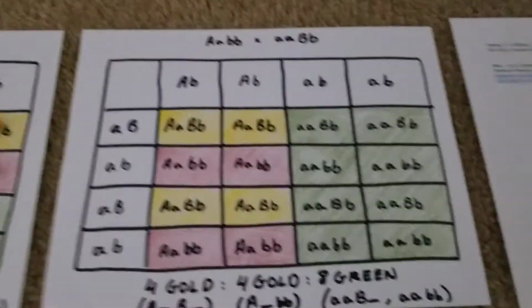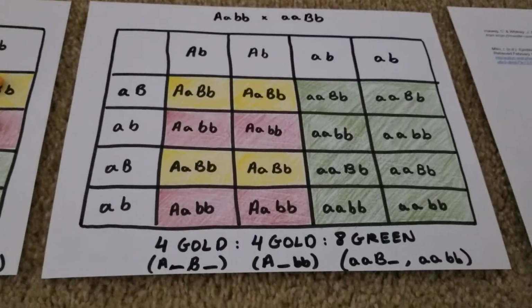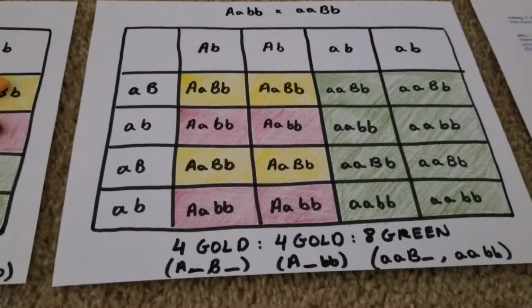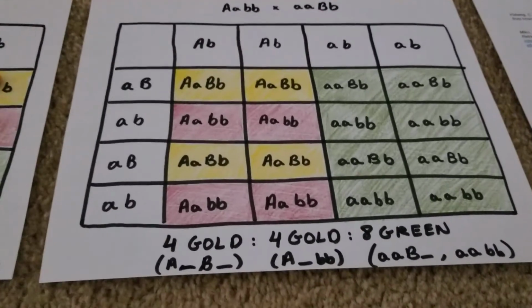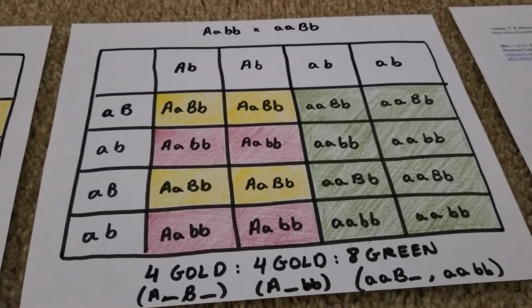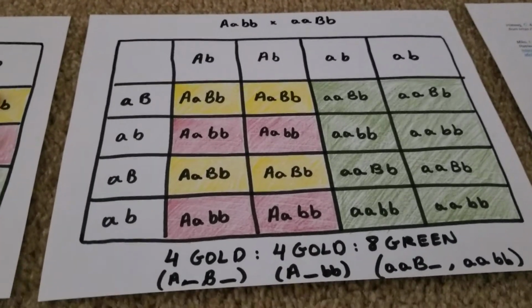Here is a different cross with the same epistasis at play. Here we have a goldfish with a heterozygous A gene and a homozygous recessive B gene crossed with a green fish. In this case, we will have 4 gold, 4 red, and 8 green.